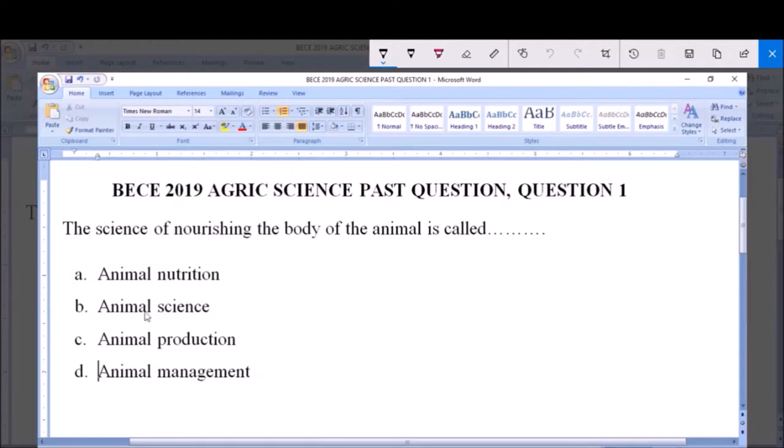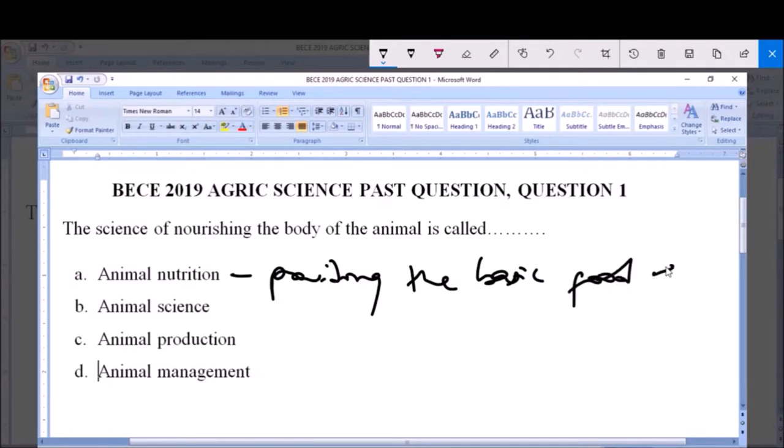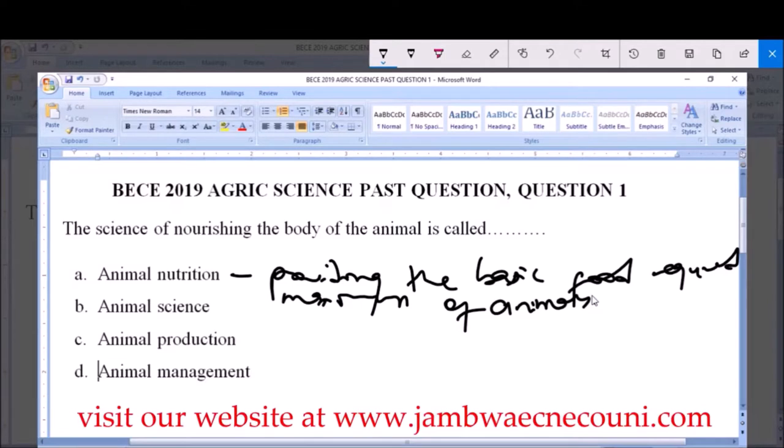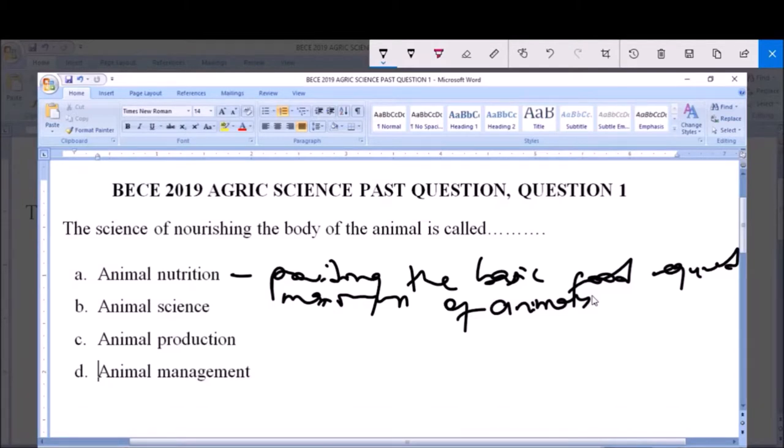Now, let's pick each of these options and analyze them. A says animal nutrition. Like we know, nutrition simply means what? Nutrition simply means providing for the animal the basic food required for the maximum growth and production of animals. That is, providing them with their basic feeds, their basic food that will help nourish their body to keep them healthy. That's what animal nutrition simply means. Providing them with all classes of food that they require for survival.